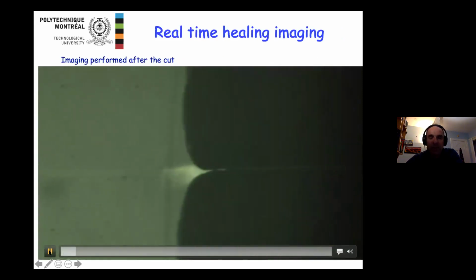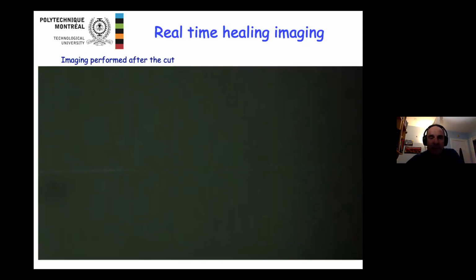So you can see here we are cutting the material. You can see that actually, you see the cut only in the first part. You don't see the cut while the blade is cutting. That's why it's all dark. So this means that the material actually heals by itself.